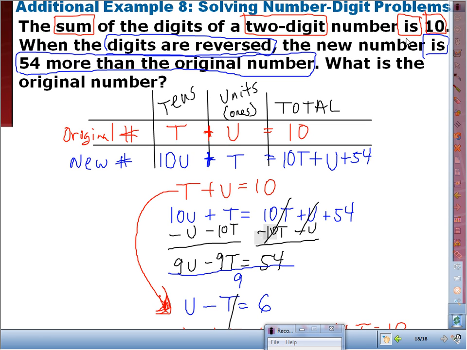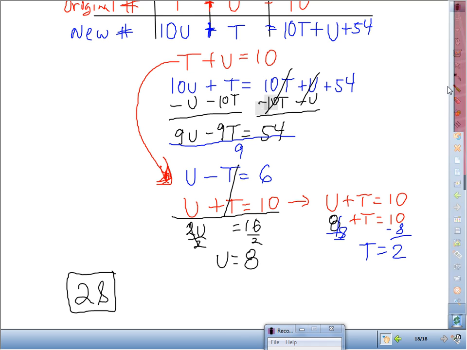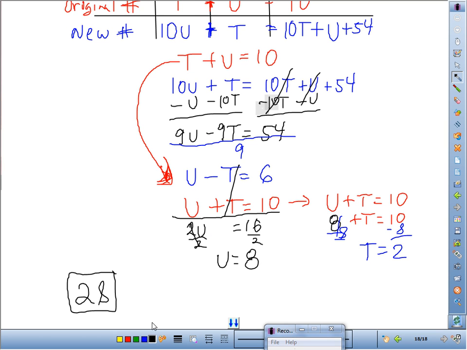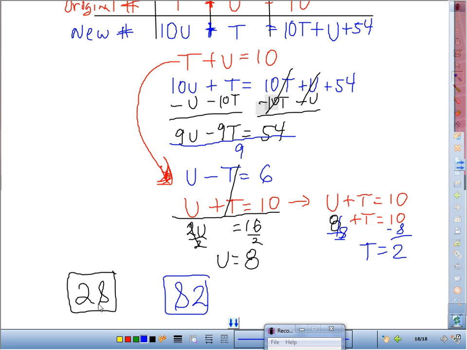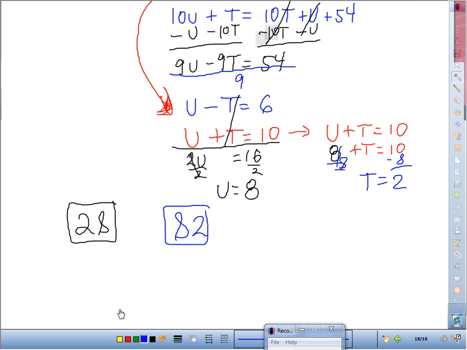But then it says, the digits are reversed and the new number is 54 more than the original. Well, let's see. Let's reverse them and see if it's true. I'm going to reverse them, and so our new number is 82. Is 82 54 more than 28? Let's see if that works. Plus 54, that's 12. We got 1. 82. Yep, that is true.